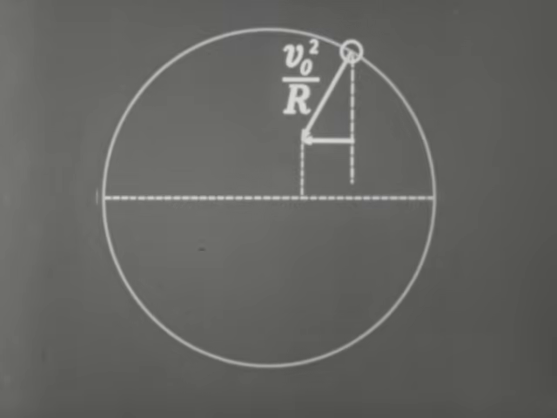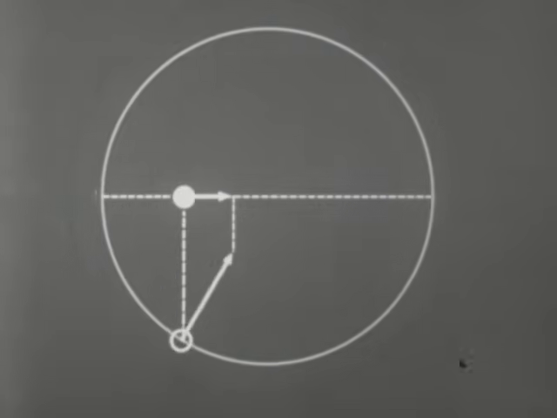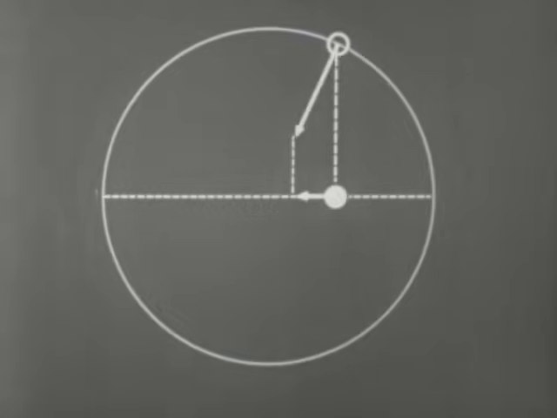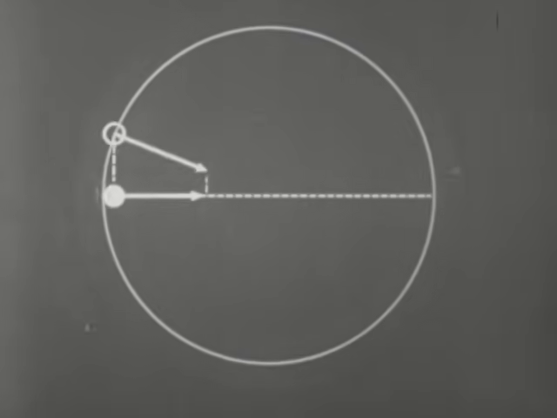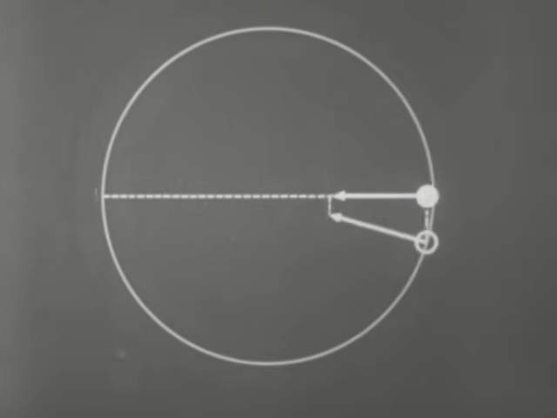The horizontal component of this acceleration is identical with the simple harmonic acceleration a along the diameter. Let's watch the cycle of variation in the simple harmonic acceleration. We can see that it is 0 at the center and maximum at the ends.